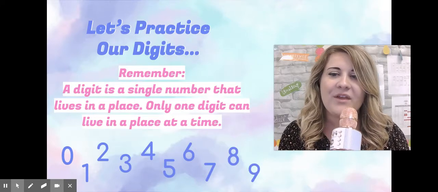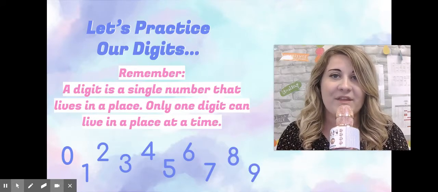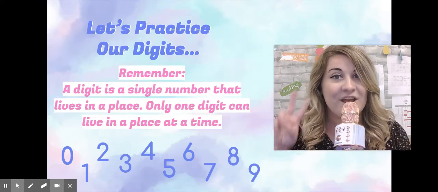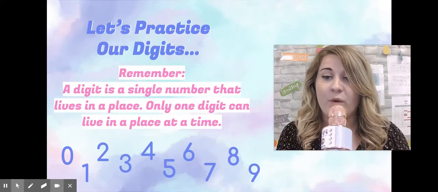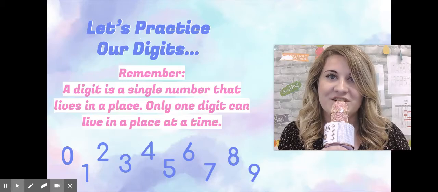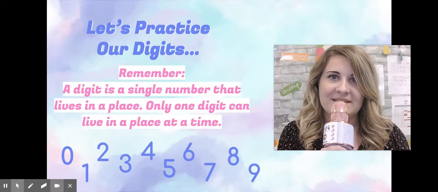Very good. We have 10 digits total, but the number 10 is not one of them, because that is a 2-digit number. So 0, 1, 2, 3, 4, 5, 6, 7, 8, 9 are our digits, and they can only live in one place at a time.